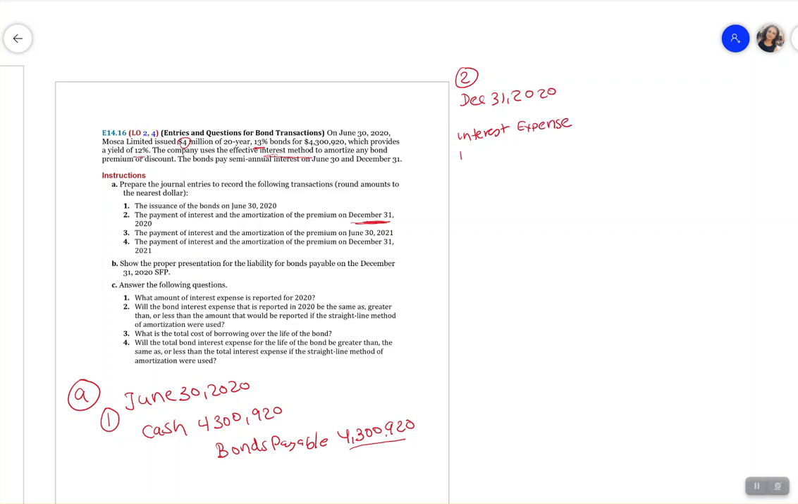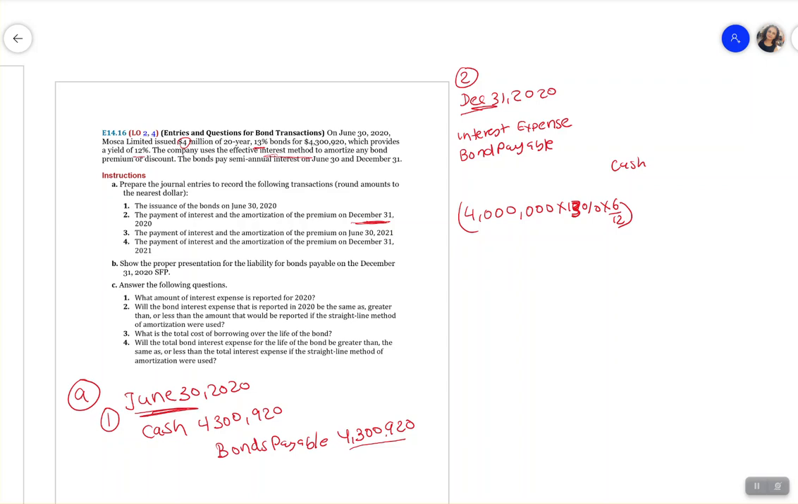So debit the interest expense, debit bonds payable, and credit cash, but I don't know what the numbers are. So the cash will be using the face value of the bond multiplied by the rate. I'm getting used to the 10%. In this case, it's 13%. We issued the bond on June 30th, and now we are at December 31st. So then 6 divided by 12.